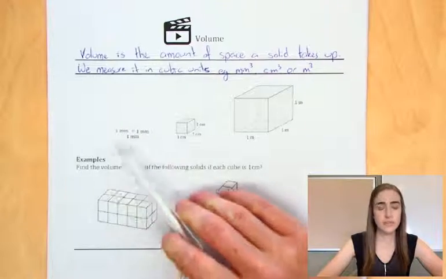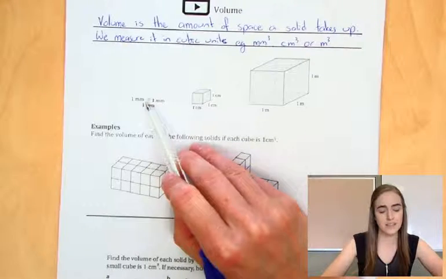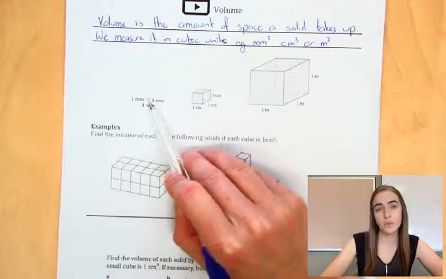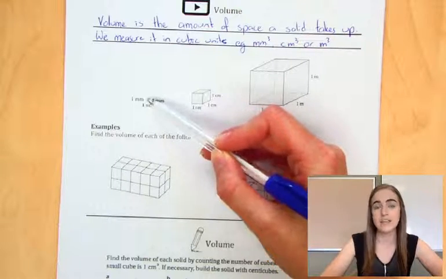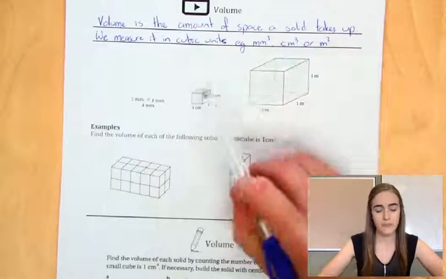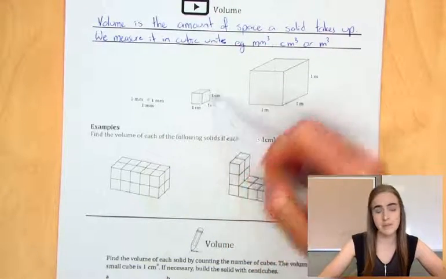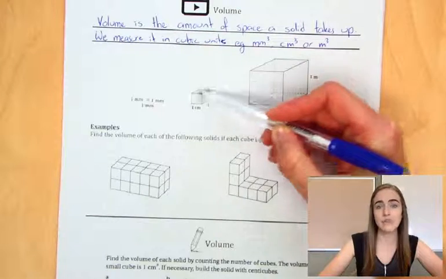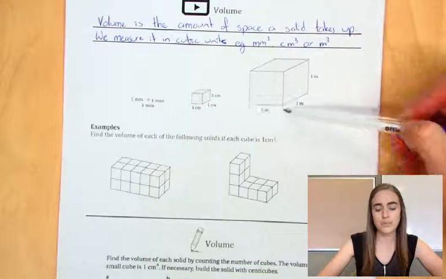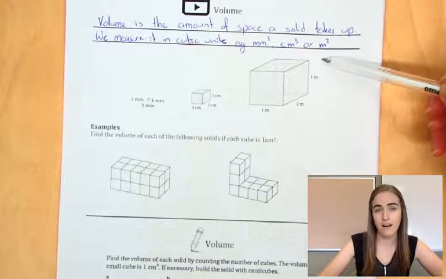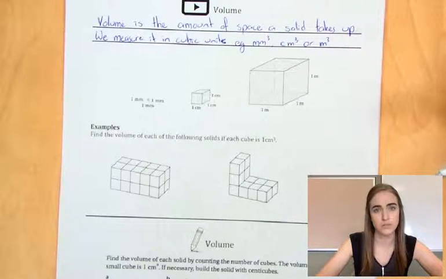So just here we've got an example of what all of those units look like. So if we had a little cube here that's 1 millimeter high, 1 millimeter wide, and 1 millimeter deep, the amount of space that that cube takes up is 1 cubic millimeter. If we had another cube that is 1 centimeter long, 1 centimeter deep, and 1 centimeter high, then that would take up 1 cubic centimeter. And again, if we had another cube that was 1 meter wide, 1 meter deep, and 1 meter high, the amount of space it takes up is 1 cubic meter, or 1 meter cubed.